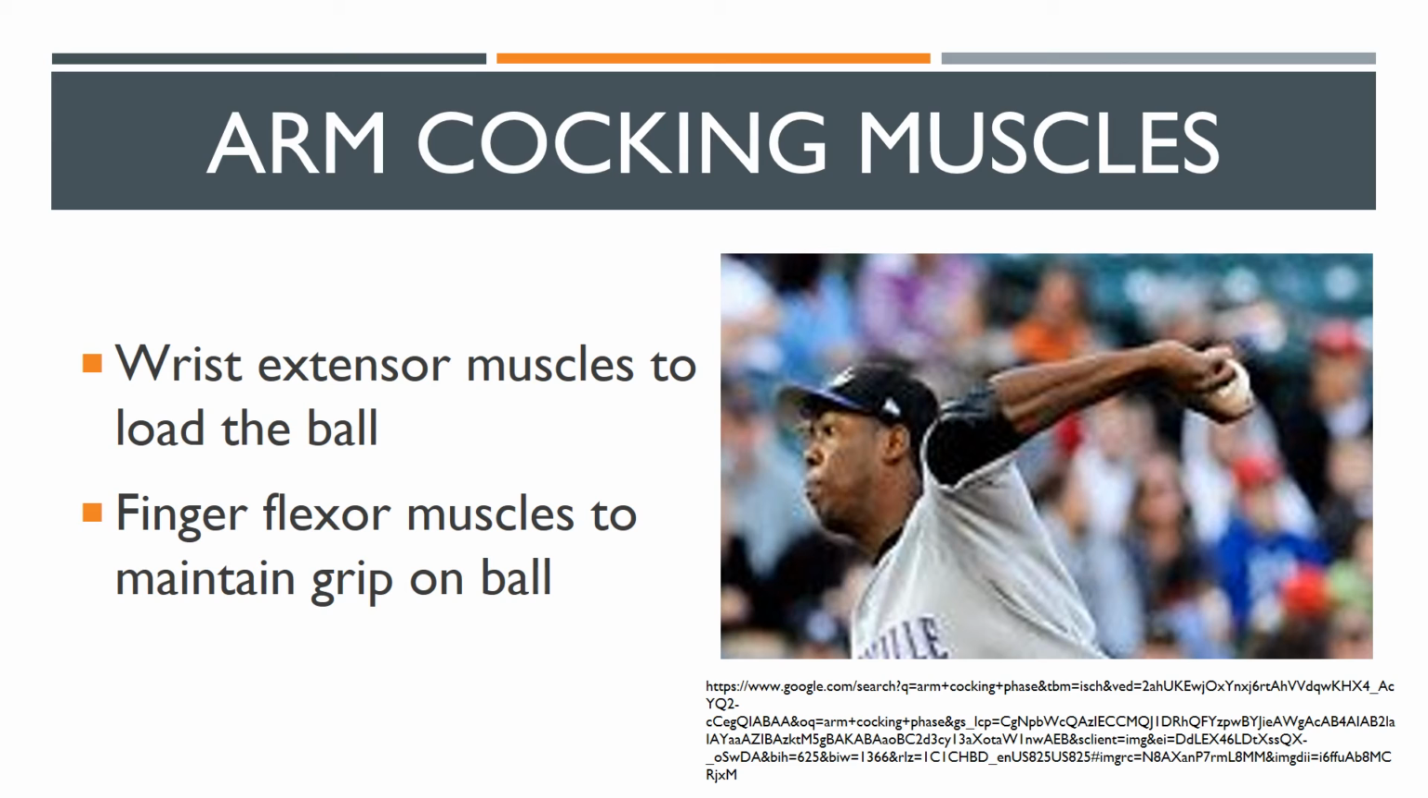The arm cocking muscles include the wrist extensor muscles to load the ball. As you can see, the wrist is flexed backwards when he's getting ready to throw. The finger flexor muscles to maintain the grip on the ball as well.